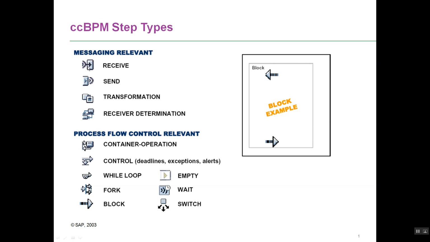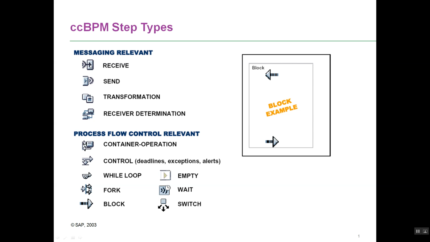A receive step type, as the name implies, is used to receive a message. So anything that deals with messages are messaging relevant step types. For a ccBPM to receive a message, you use a receive step type. For a ccBPM to send a message, you use a send step type. The send step can be both synchronous and asynchronous. If you're making a synchronous call, you set the send step type as synchronous, whereas if you want to make an asynchronous call, you select the type as asynchronous.